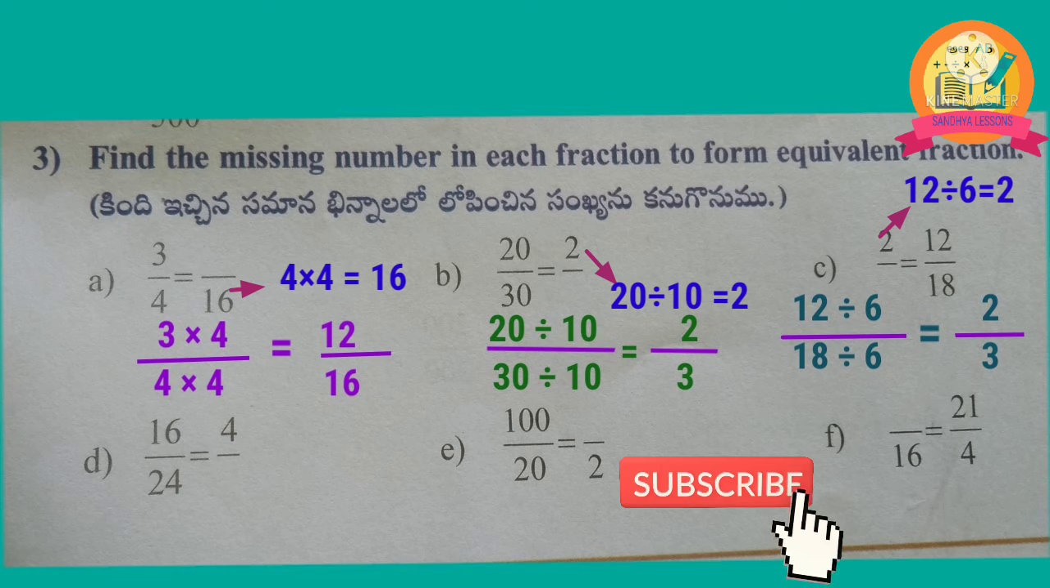We can get 16 by multiplying 4 with 4. That means we should multiply numerator and denominator with 4. 3 by 4 multiplied with 4, we get 12 by 16.